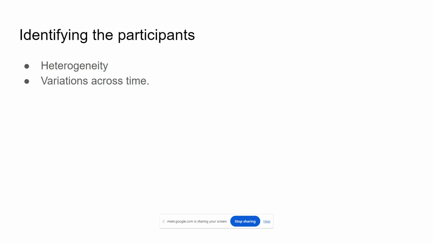Ethnographic research majorly says that there has to be heterogeneity in every aspect: with respect to caste, race, gender, and habits, which can be everyday habits, cooking habits, sleeping habits, buying habits, selling habits, all of that. And then again, the variations across time.